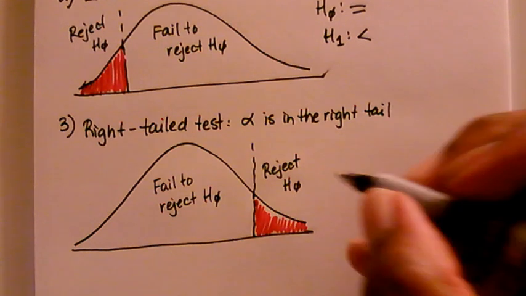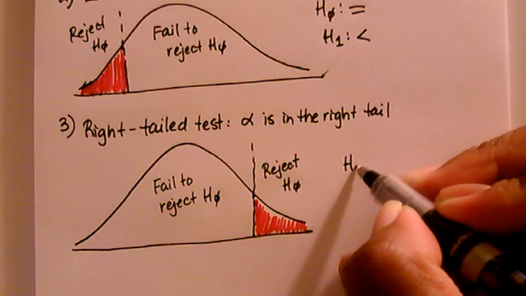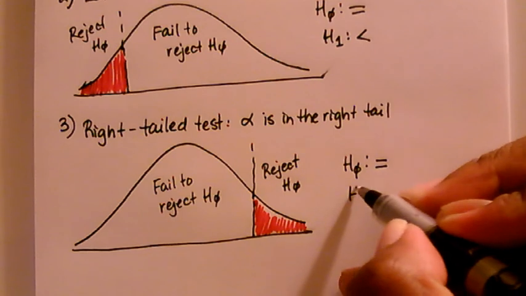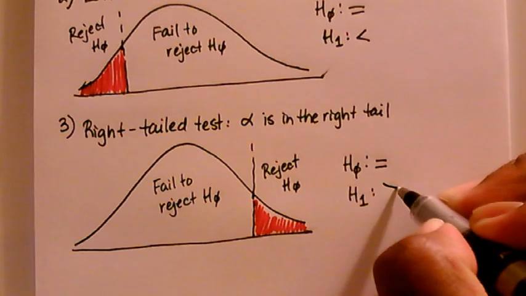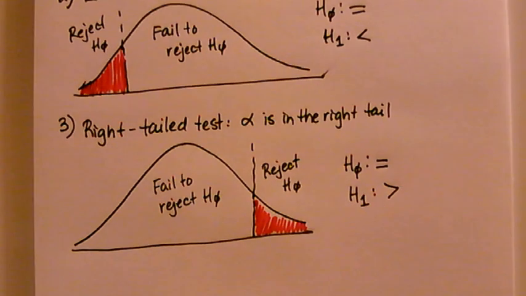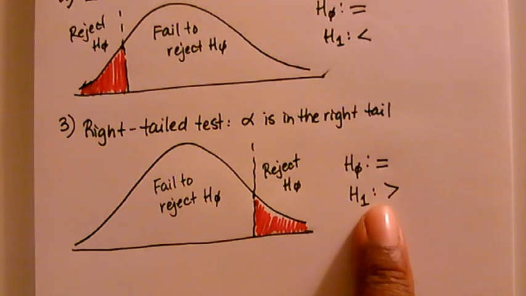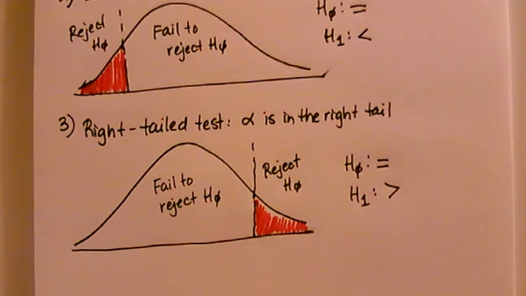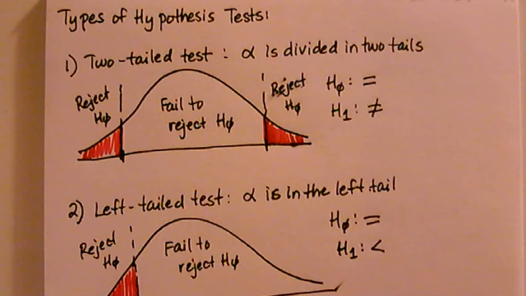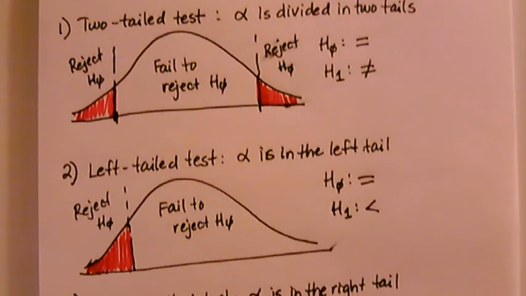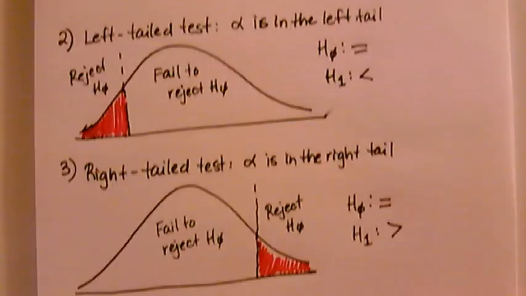Okay. And in the null and alternative, again, the null has your equal sign. The alternative this time has the greater than symbol. And in this case, your greater than symbol is that inequality symbol that points to the right. So that means you have to shade the tail on the right. Okay. So those are the three types of hypothesis tests. You could have either a two-tail test, or a left-tail test, or a right-tail test.